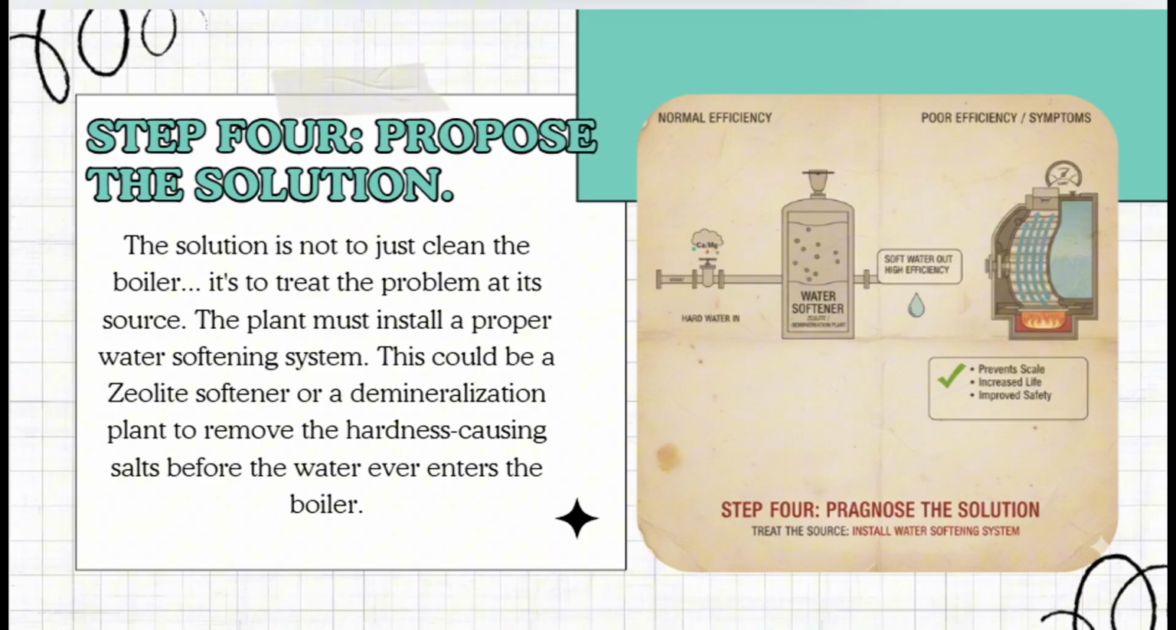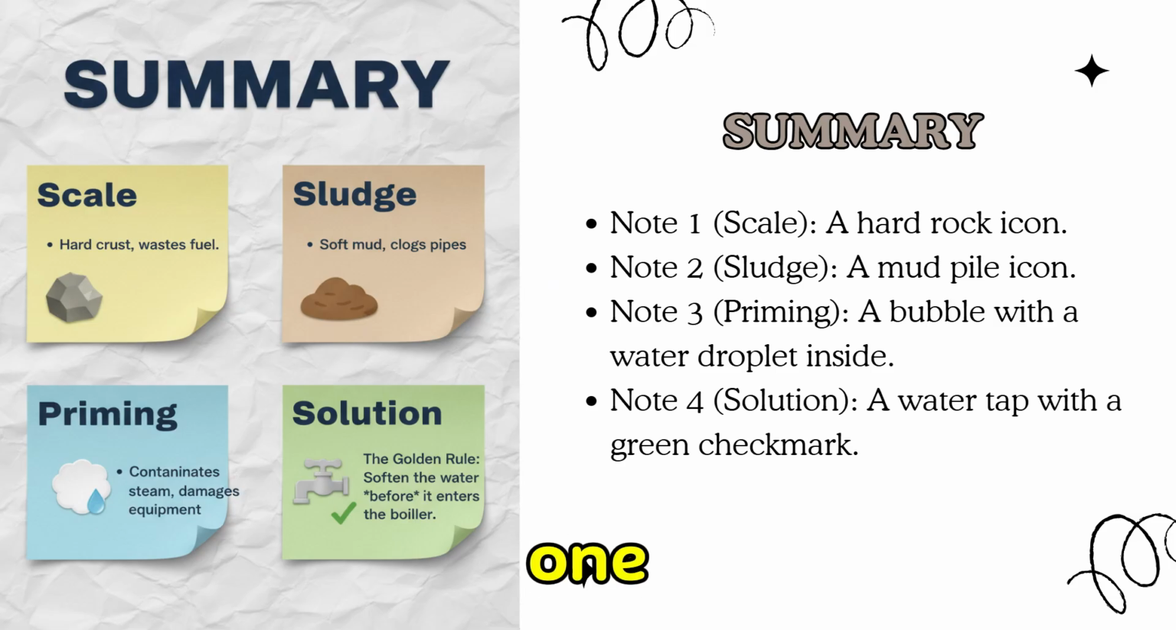All right, let's do a quick recap. 1. Scale is the hard, crusty deposit that acts like an insulator, wasting fuel and making the boiler dangerous. 2. Sludge is the soft, muddy sediment that can clog pipes and valves. 3. Foaming and priming are when impurities create foam that contaminates the steam with water droplets, damaging downstream equipment. And 4. To solve these problems, you must treat the water before it enters the boiler using a water softening process.